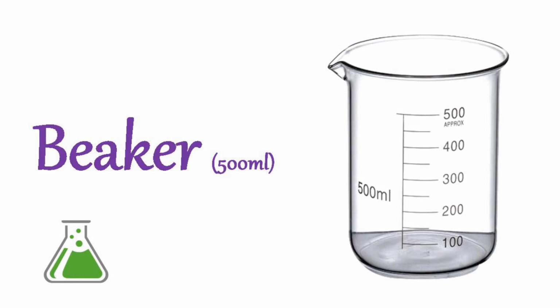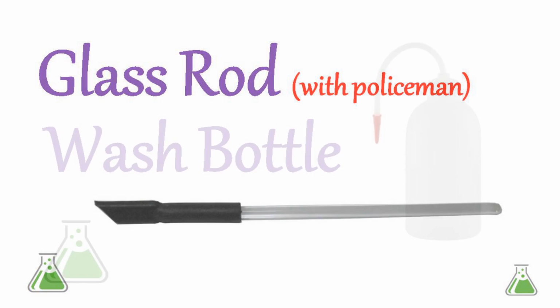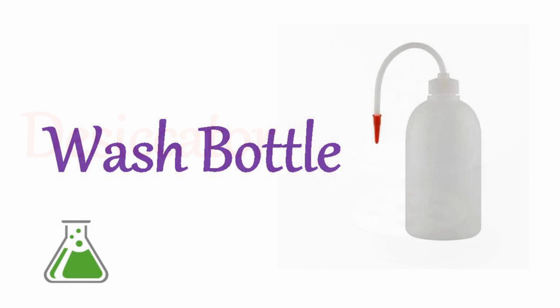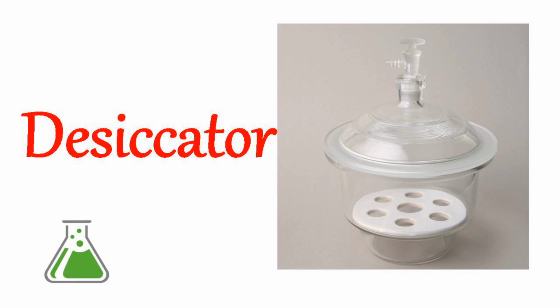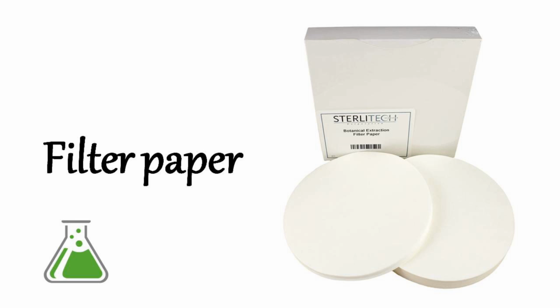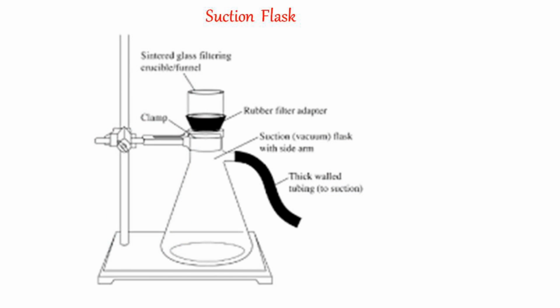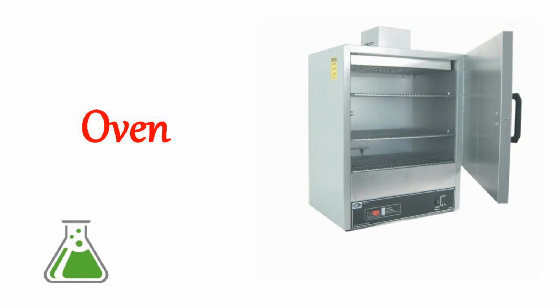So beaker, glass rod with policeman, wash bottle, desiccator, Buchner funnel, filter paper, sintered crucible G3 or G4, suction flask. So this is the crucible. So this is the suction flask. The tube is fitted with suction pump. Oven.